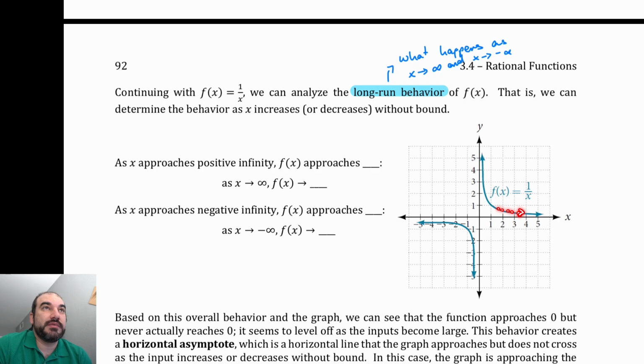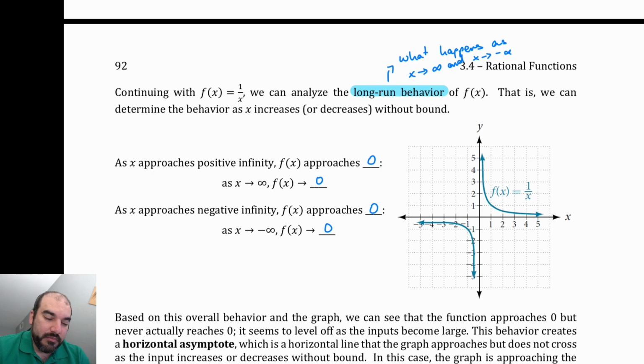Any ideas? 0. These y values are getting closer and closer to 0, but they never actually reach. So we say that f of x approaches 0. And then if my x values are going to negative infinity, so if I go left really far on the graph, what are the y values of those points approaching? 0. Good. Again, 0 on the other side as well.